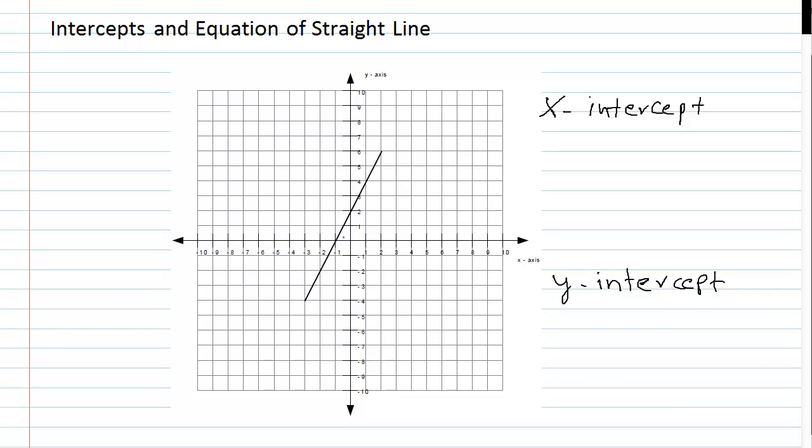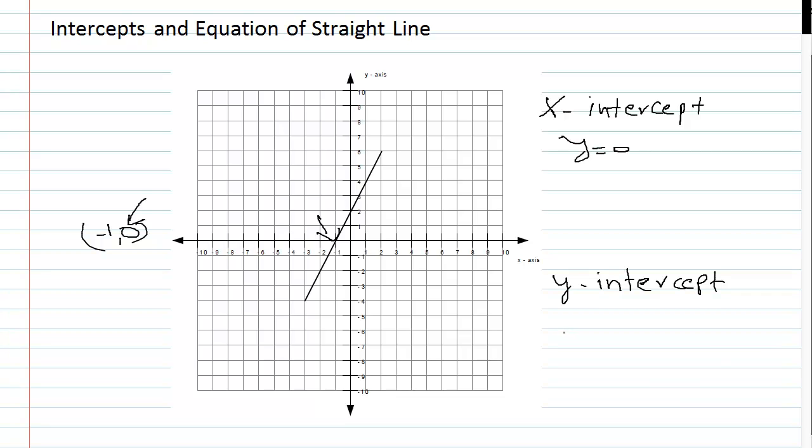So in this case, we can see that the line crosses the x-axis at this point, which is -1 and 0. As you can see, y is 0 in this situation, which makes perfect sense because the line is crossing the x-axis, and on the x-axis y will be 0.